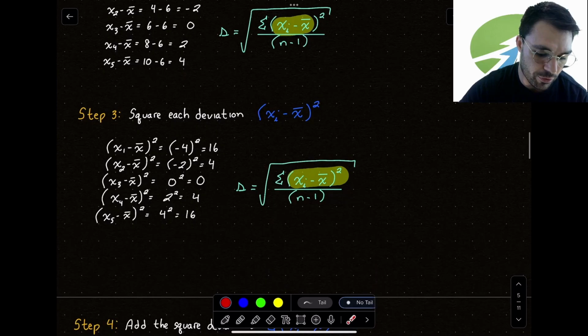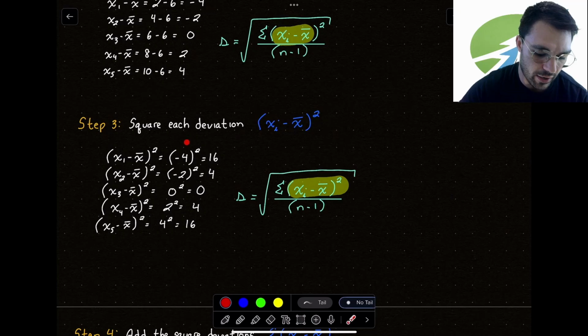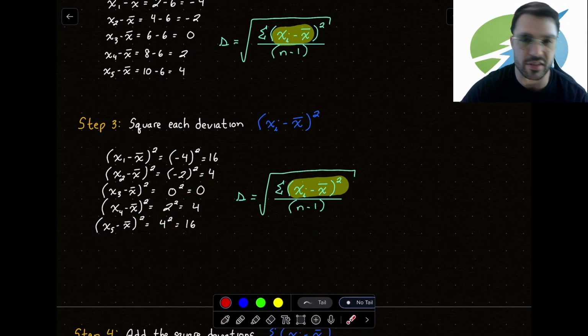Step 3, square each deviation. So we take our found values from the previous step and we square them. Negative 4 squared, 16. Negative 2 squared, 4. 0 squared, 0. 2 squared, 4. 4 squared, 16. Quick comment here. I didn't address this in the other videos and I regret not doing it. So I just want to talk about it quickly here.